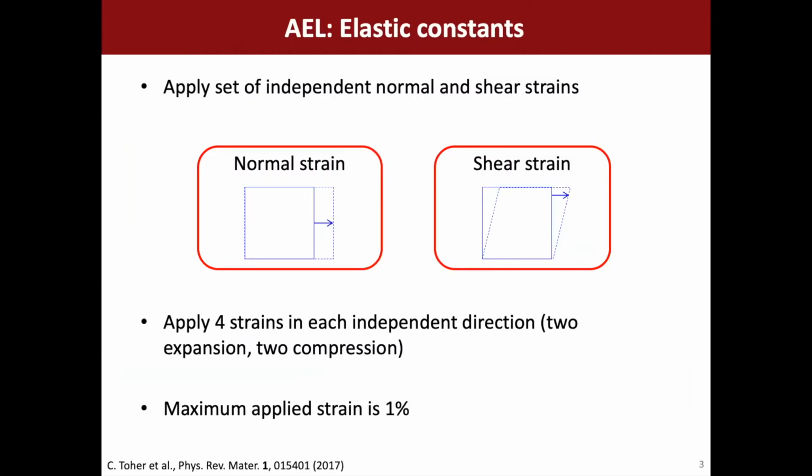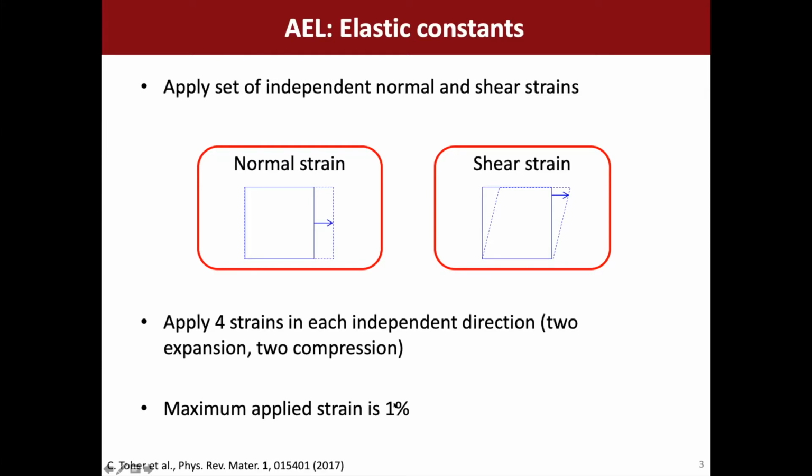So in order to calculate these types of properties, to calculate elastic properties, the way we do this is we take the unit cell of our material, like before, like you were generating for the postcards, and you apply a set of normal and shear strains. So normal strains, you basically just stretch it like this in one direction. A shear strain, you do something like this to it. So what we do is we apply 4 strains in each independent direction. So you've got 2 that are expansion strains, where you stretch it out, and then 2 where you compress it inwards. Then the maximum applied strain, at least by default, is 1%. I'll show you how you can adjust this inside the files.